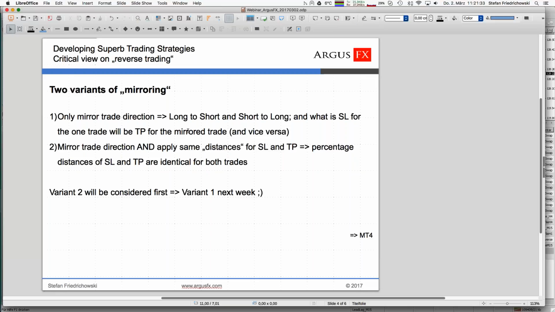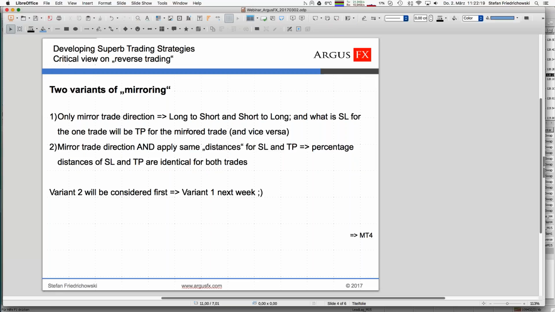The mirrored trade, according to variant 1, would be a short trade, yes. But now the stop loss is the take profit of the original trade. So that would mean we automatically translate that trade to a trade with the stop loss being much farther away than the original one, and the take profit would be, let's say, quite tight. So finally, it would be a trade with a risk-reward ratio of 0.33.